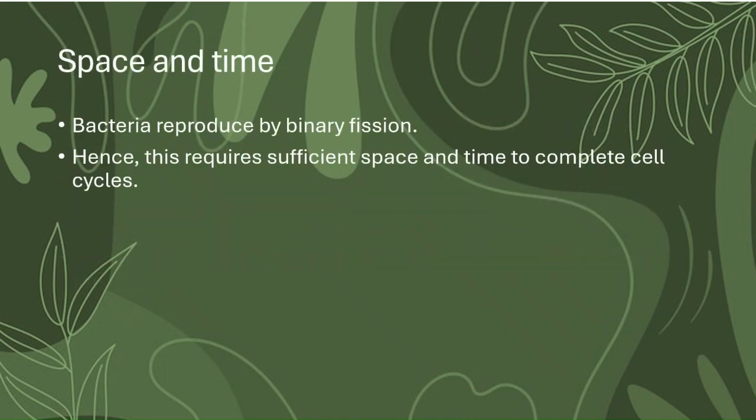So now to look at space and time. Bacteria reproduce by binary fission, hence this requires sufficient space and time to complete cell cycles.